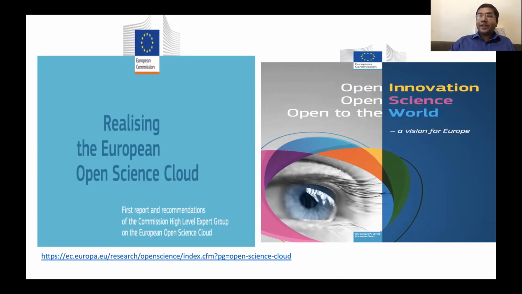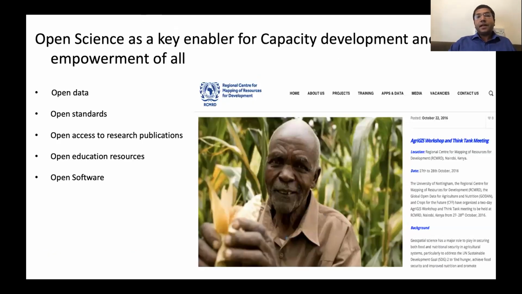In fact, all the work that we are doing in GeoForAll is very closely aligned to some of these initiatives, like open innovation, open science, open to the world, and the open science cloud. These are all very important for helping us progress the SDG aims. I also think that open science is a key enabler for capacity development and empowerment for all, especially for colleagues in the developing world who have difficulty with resources. For example, buying software is kind of impossible for someone from the developing world.